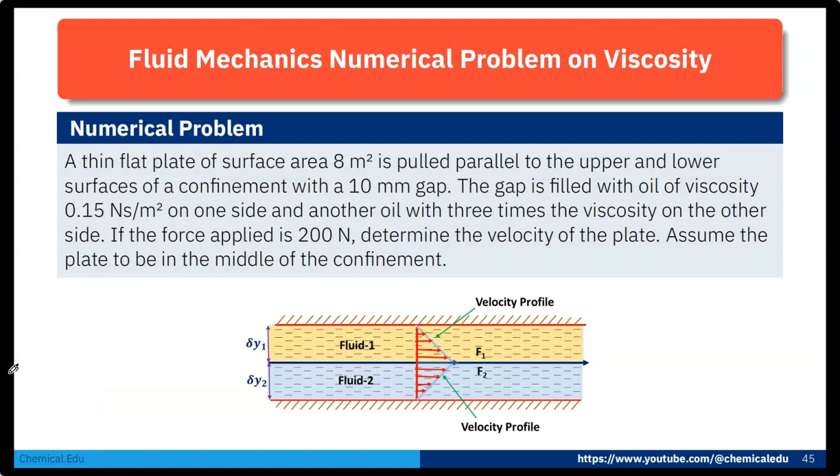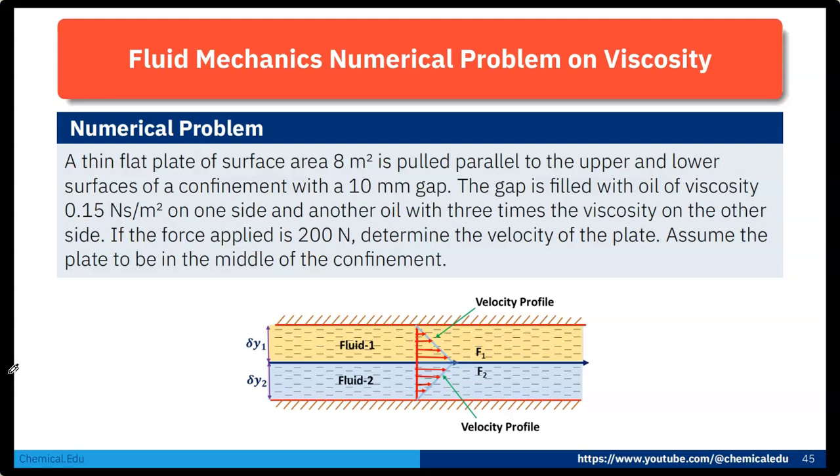Today I'll solve one fluid mechanics numerical problem on viscosity. So here is the numerical problem. A thin flat plate of surface area 8 meter square is pulled parallelly to the upper and lower surface of a confinement with a 10 mm gap. The gap is filled with oil of viscosity 0.15 Newton second per meter square.